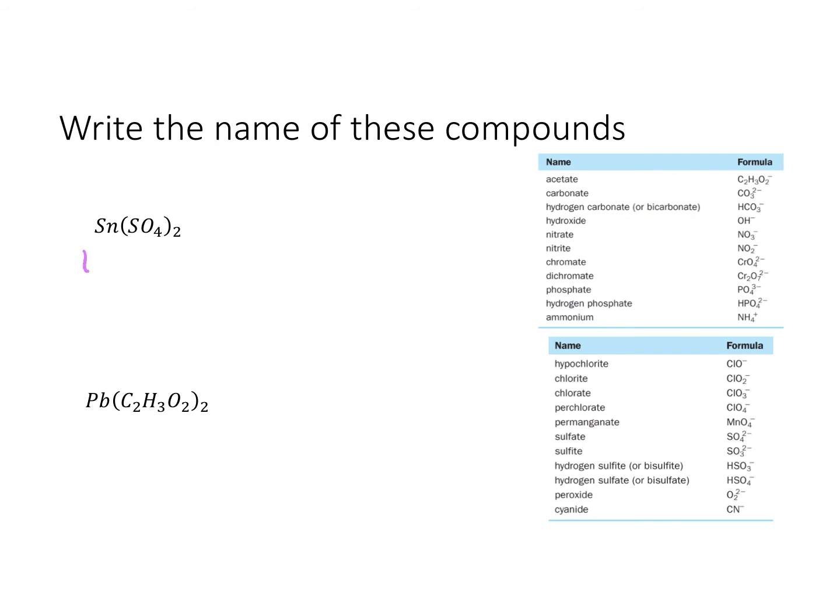What about this? So you have SO4, you go to the polyatomic ion. So how would I know that SO4 is a polyatomic ion?